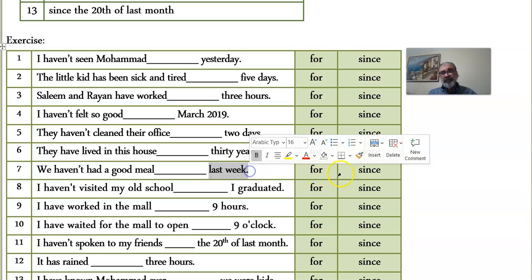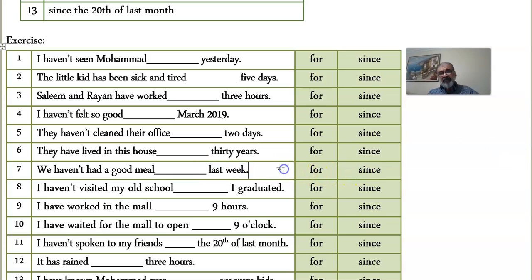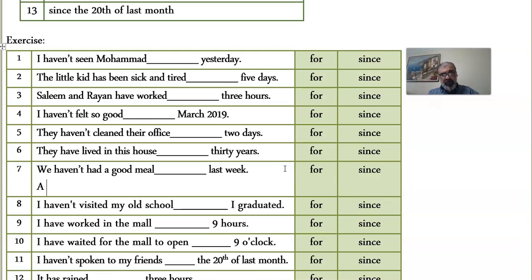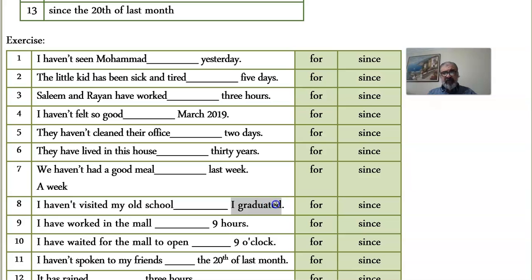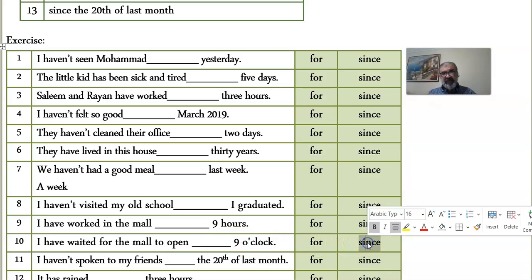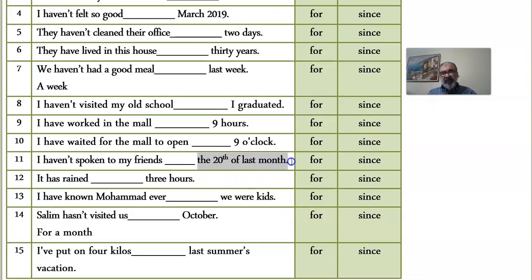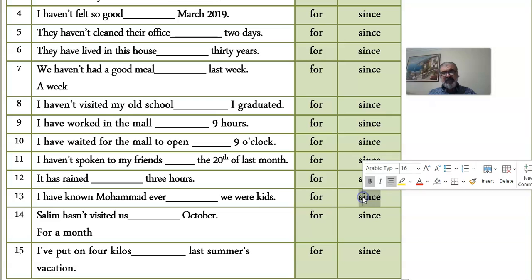Last week, non-specific, since. If I say a week, that's a different case. Now it's specified, say a week. I graduated, non-specific, since. 9 hours. Now watch these two. 9 hours, specific, for. 9 o'clock, non-specific, since. The 20th of last month, non-specific, since. 3 hours, specific, for. We were kids, non-specific, since.